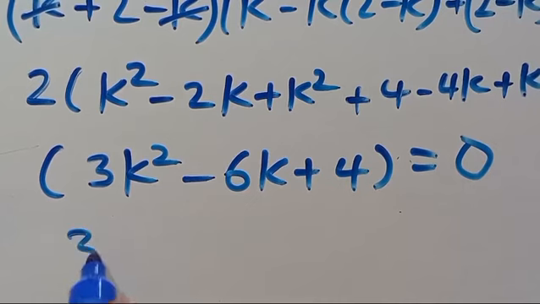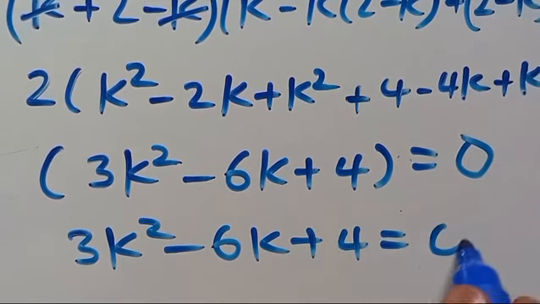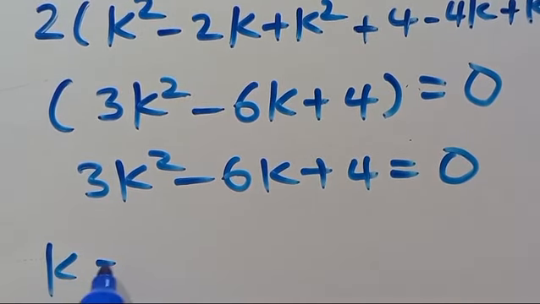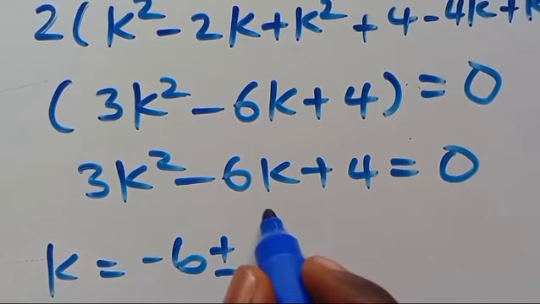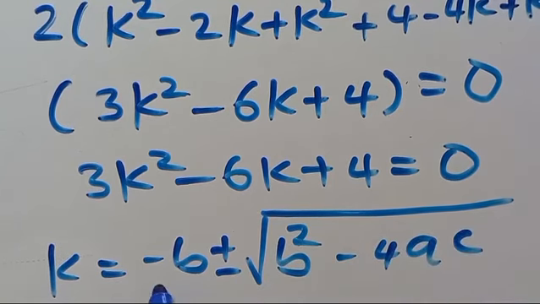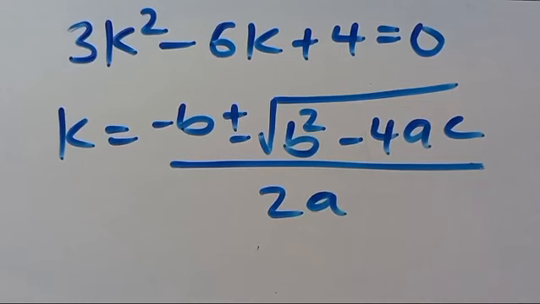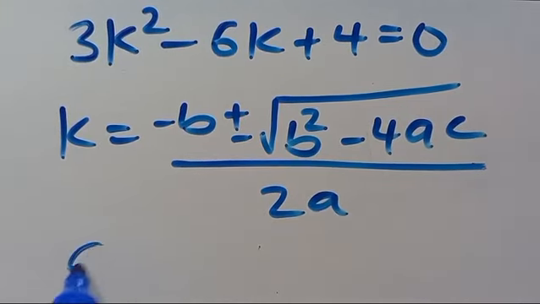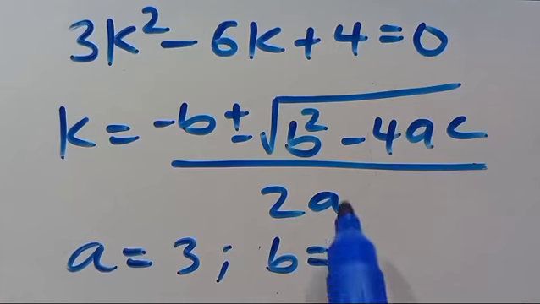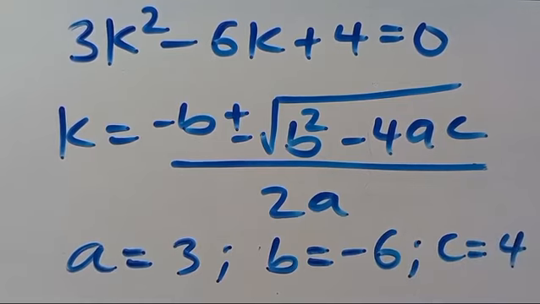Now we have 3k² − 6k + 4 = 0. So by applying the quadratic formula, where k equals −b, positive or negative, the square root of b² − 4ac, divided by 2a. From here, the parameter a, the coefficient of k², is 3; parameter b, the coefficient of k, is −6; and c equals 4.